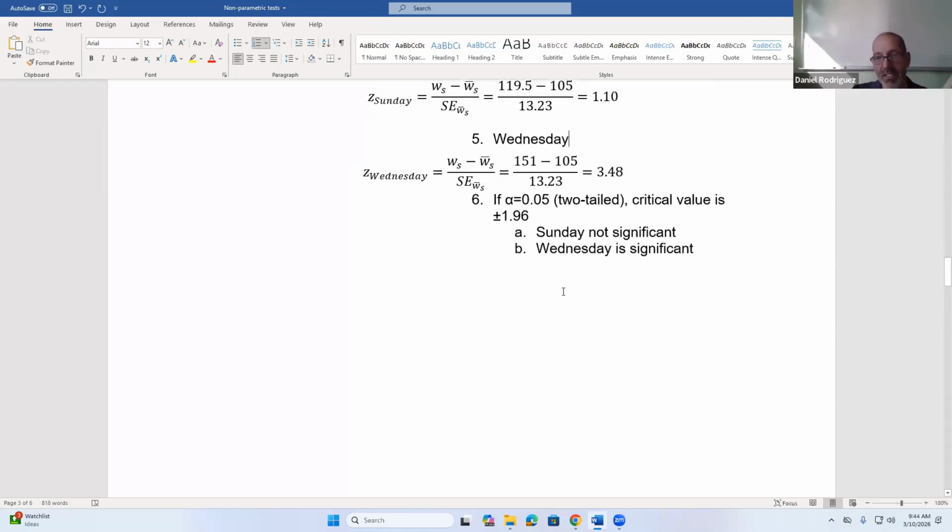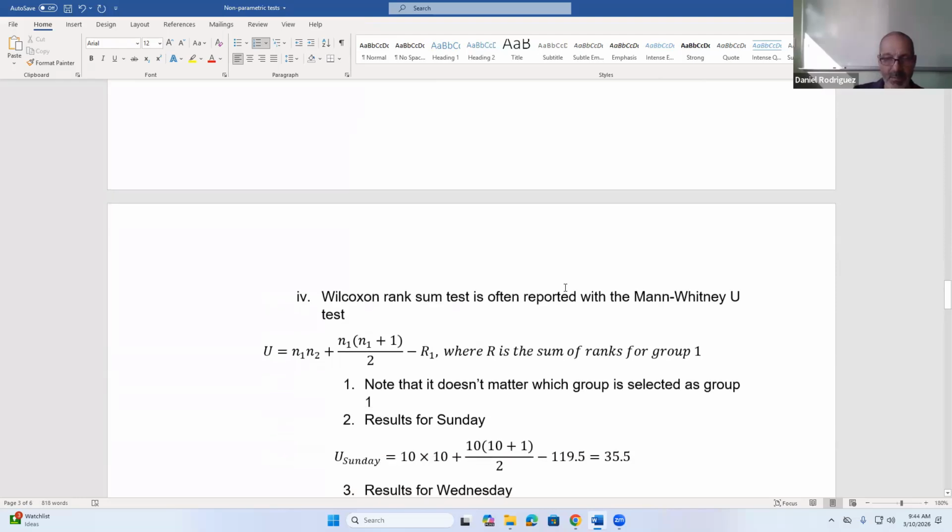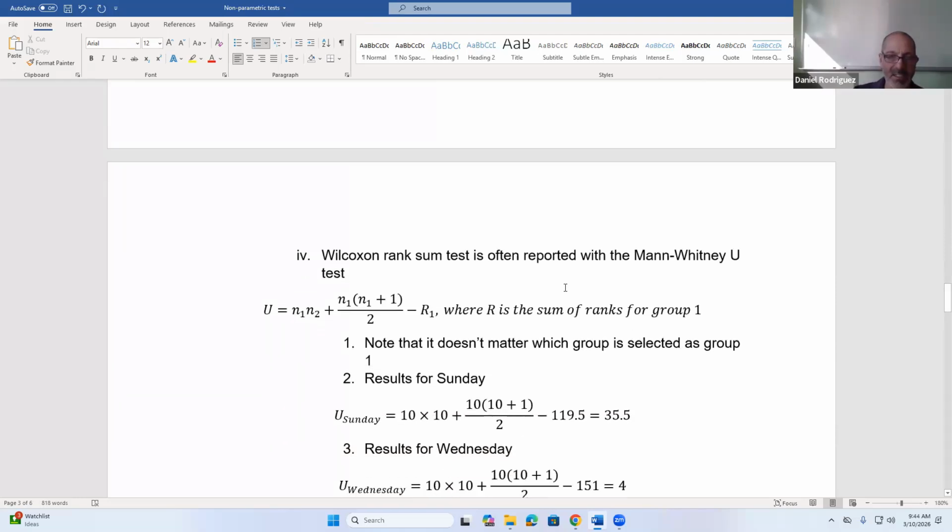So that's just showing you how this works. But the Wilcoxon rank sum test is often reported as the Mann-Whitney U. In fact, you can call it the Mann-Whitney U test, or you can call it the Wilcoxon rank sum test. It's rank sum, not sum rank. I get these confused all the time. So you can just call it the Wilcoxon or Mann-Whitney U test.